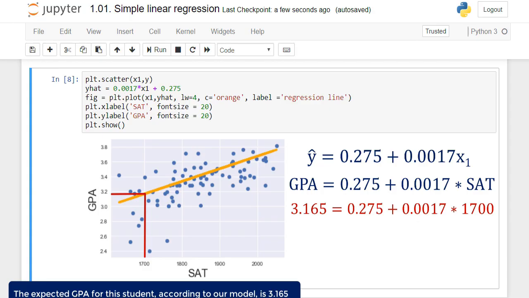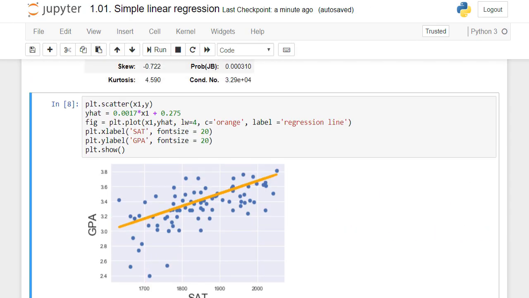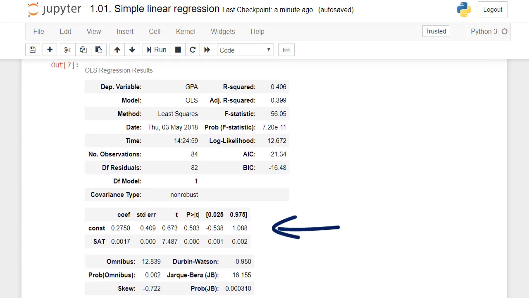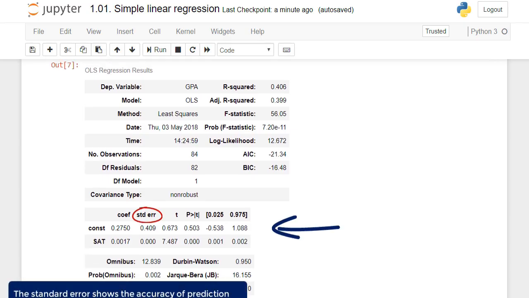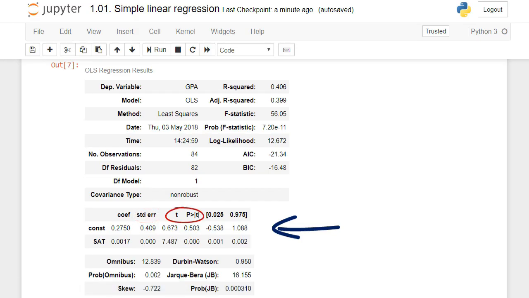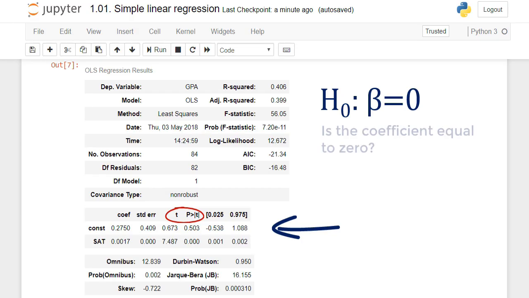We are doing great so far. What about the other cells in the table? The standard errors show the accuracy of prediction for each variable. The lower the standard error, the better the estimate. Easy. The next two values are the t-statistic and its p-value. If you have followed our program so far, you will know there is a hypothesis involved here. The null hypothesis of this test is beta equals 0. In other words, is the coefficient equal to 0?